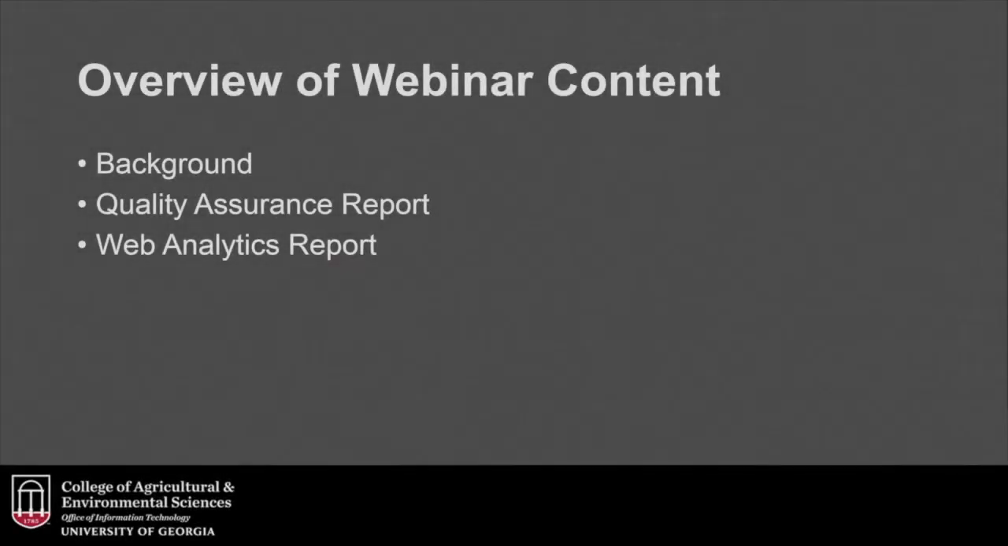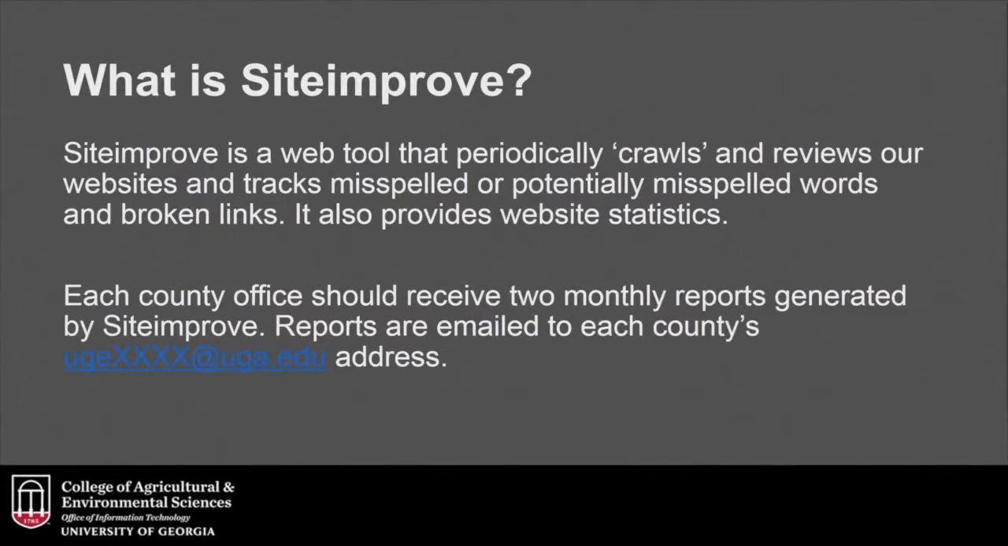So a little bit of background about what is Siteimprove. It's a web tool that crawls and reviews our websites. It tracks misspelled and potentially misspelled words and broken links, and it provides us with our web analytics. Each county office receives 2 monthly reports, and those are sent to the county's main email address.